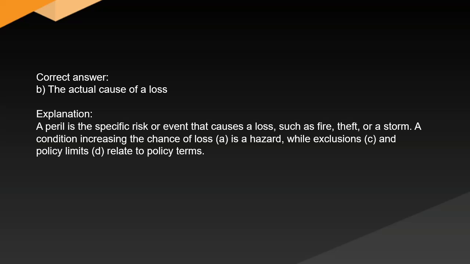Correct answer. B. The actual cause of a loss. Explanation. A peril is the specific risk or event that causes a loss, such as fire, theft, or a storm. A condition increasing the chance of loss (A) is a hazard, while exclusions (C) and policy limits (D) relate to policy terms.